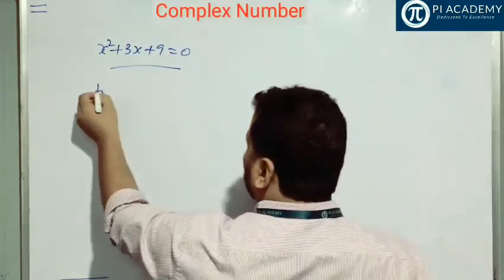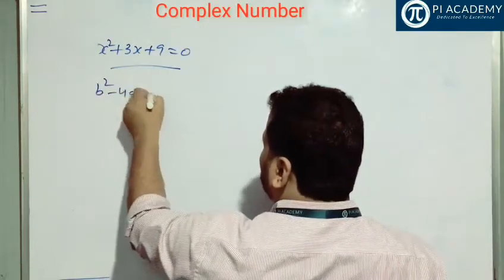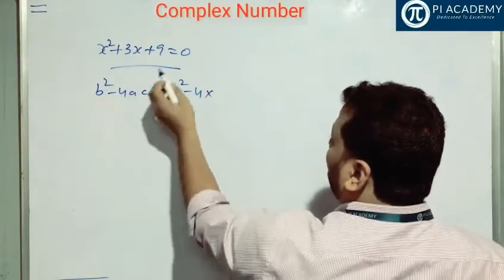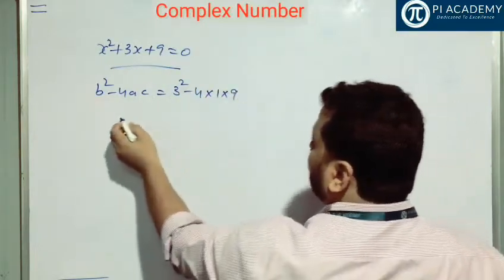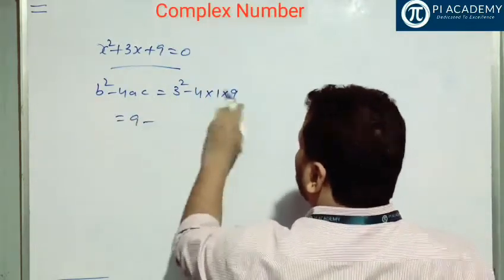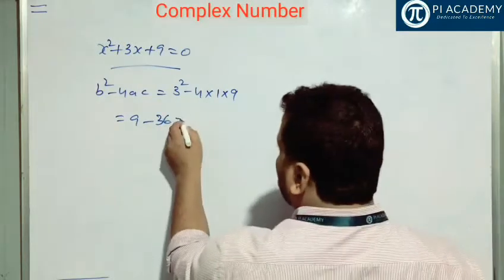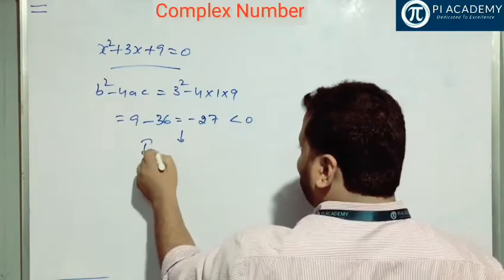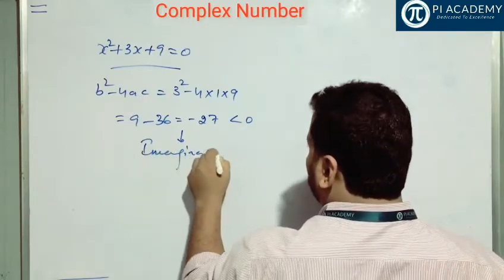Now let us check the discriminant. b² minus 4ac, how much does it come to? So b is this one, 3² minus 4 into a is 1 into c is 9. We'll check it out. 9 minus 36. So 9 minus 36 is coming minus 27. So it is lesser than 0. So your roots are imaginary. Correct. So now I'll start finding for that.